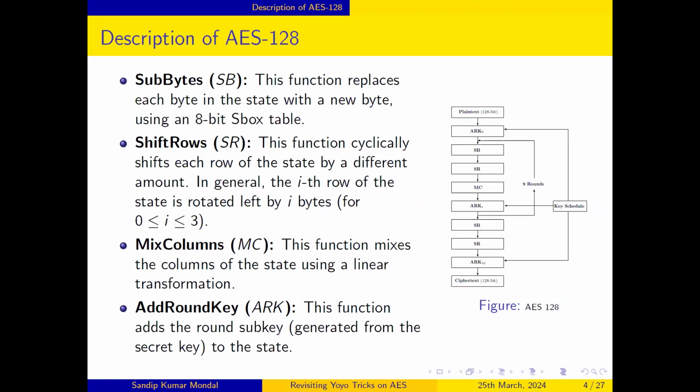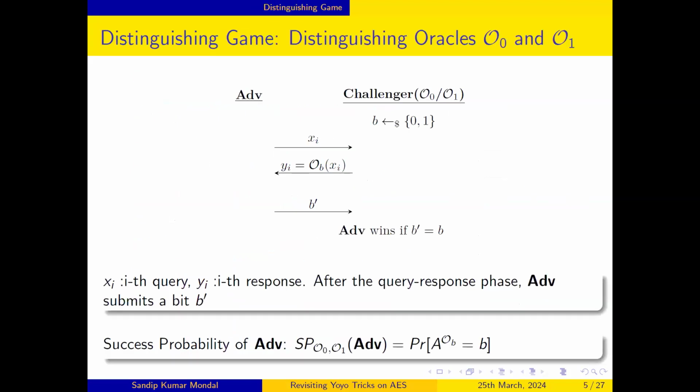So in AES, there are 4 functions in the round function: SubBytes, ShiftRows, MixColumns, and AddRoundKey. And the design of AES is given here. So next, what is the distinguishing game? In the distinguishing game, the adversary has to distinguish between 2 oracles, oracle 0 and oracle 1.